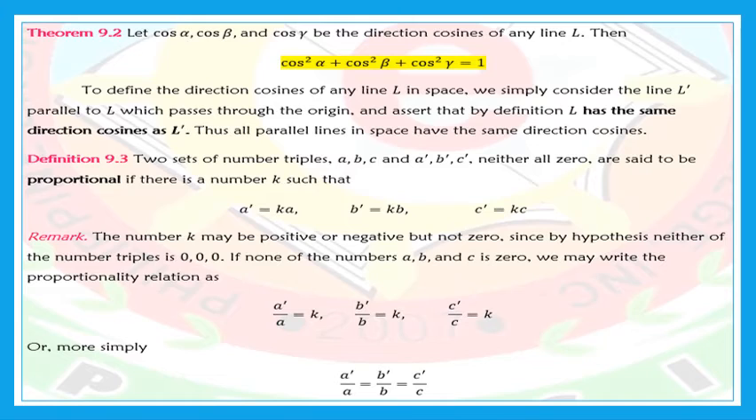Since by hypothesis, neither of the number triples is 0, 0, 0, if none of the numbers a, b, and c is 0, we may write the proportionality relation as a prime over a equals k, b prime over b equals k, and c prime over c equals k. Or more simply, proportional lang man sila. So, a prime over a equals b prime over b equals c prime over c.